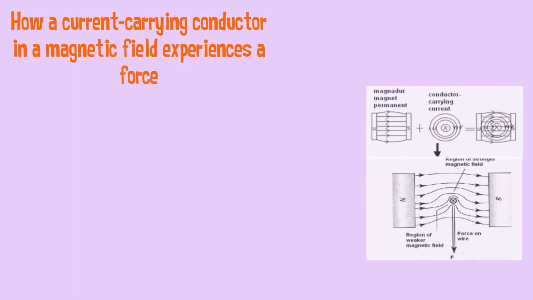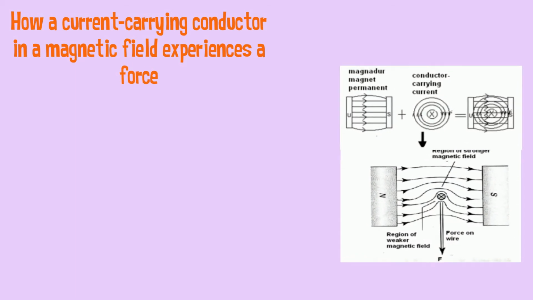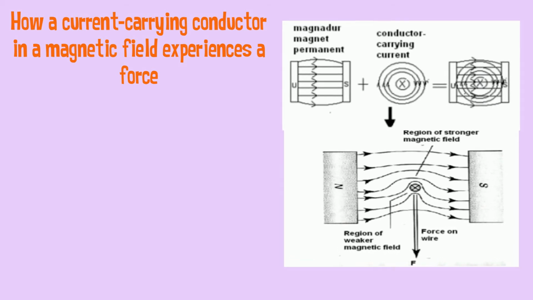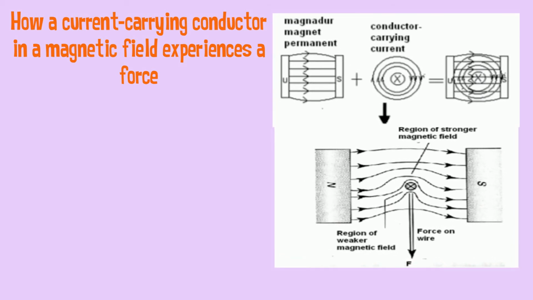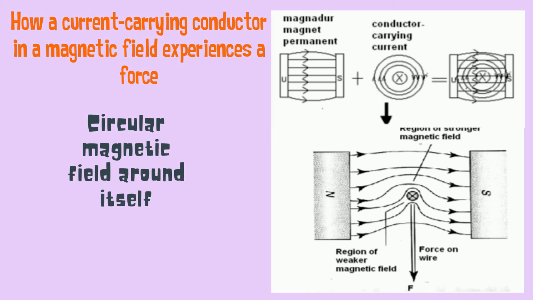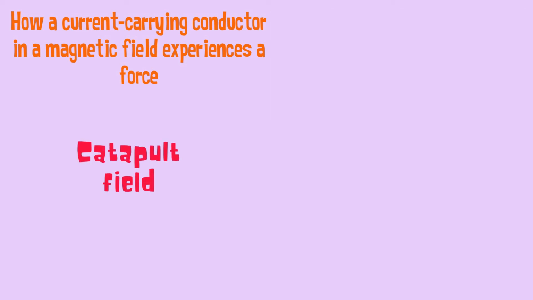Now we are going to learn how a current-carrying conductor in a magnetic field experiences a force. In this case, we are using a permanent magnet and a current-carrying conductor to examine the magnetic force. The magnet produces a uniform parallel magnetic field, and the current-carrying vertical wire produces a circular magnetic field around itself. The wire is placed in the middle of the magnet, and the two fields interact to produce a resultant magnetic field known as the catapult field.